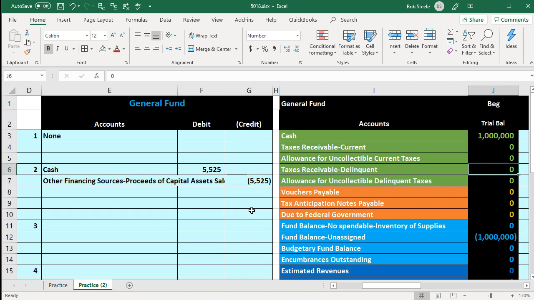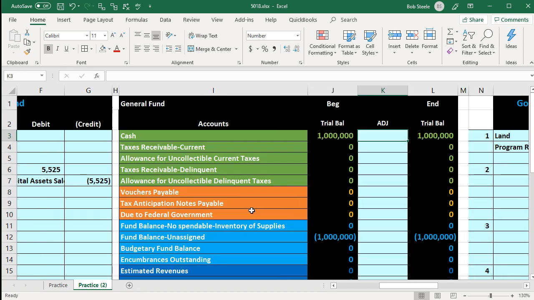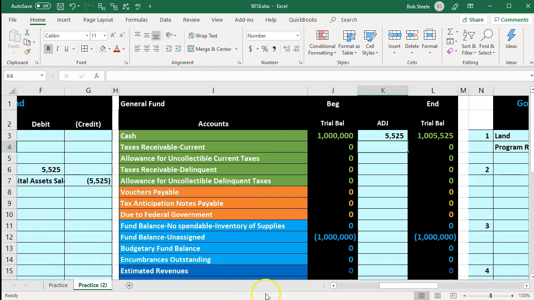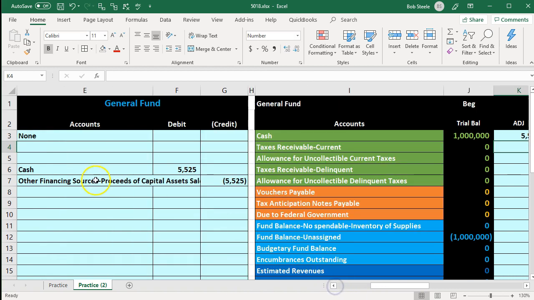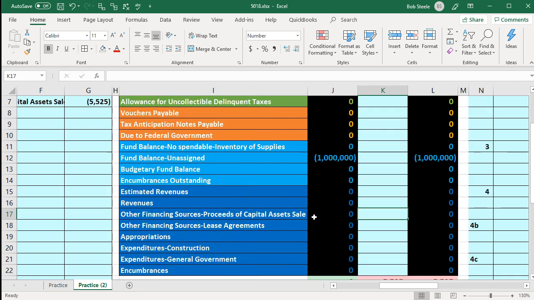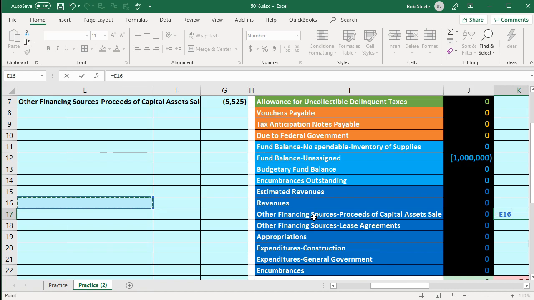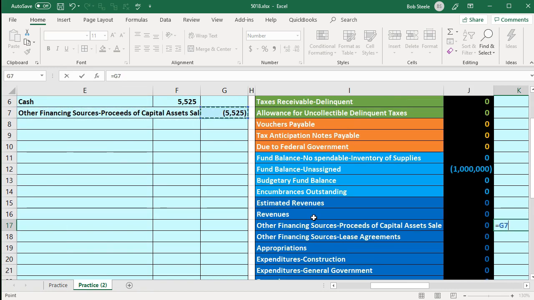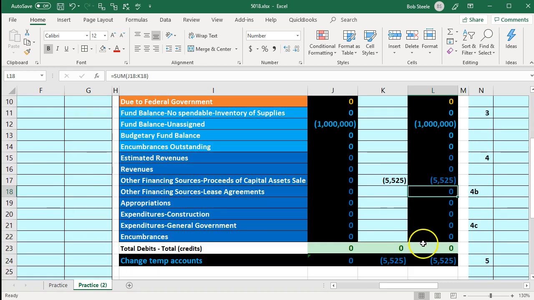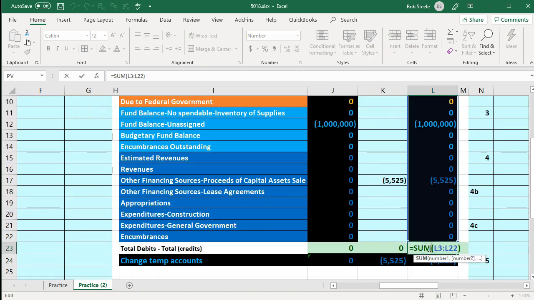We're going to scroll up to cash first. We are in cell K3. This is going to be equal to. Scrolling back to the right, we're going to pick up the cash amount. And then we're going to look for that other financing sources. So other financing sources are right down here in cell K17 equals, and we'll scroll back up and pick up the credit. There is the credit, and there we have that. Now let's see, now we're back in balance with the green zeros.